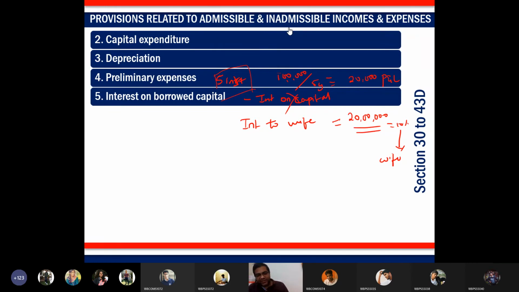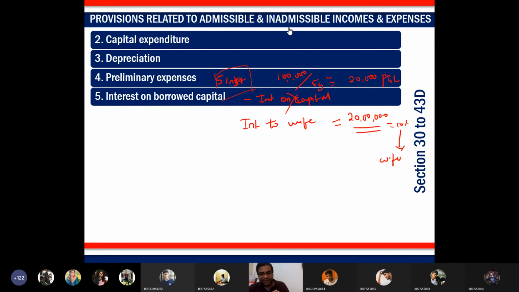The answer to this question is, as roll number 74 has replied saying that yes, it is allowed, but roll number 34 says no, it's not allowed. The answer is that interest paid for a loan taken from a relative, whether it is wife, son, daughter, anybody, is allowed, but there should be a proper agreement. So let us say you have claimed interest paid to wife. In our example, 10% on 20 lakhs comes to 2 lakh rupees. So you have claimed 2 lakh rupees as interest.